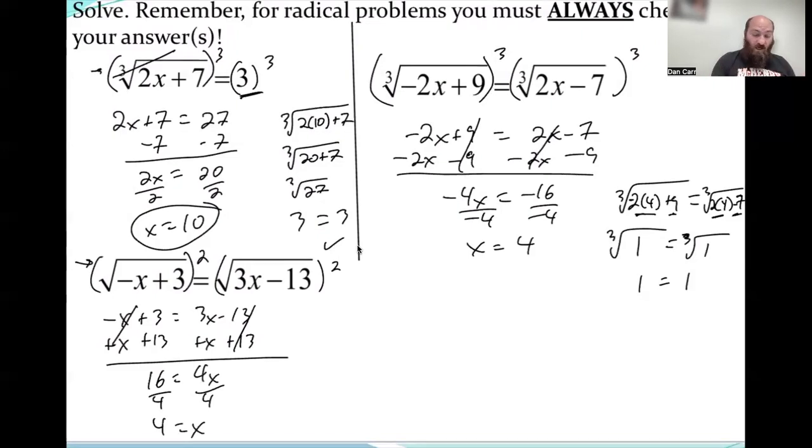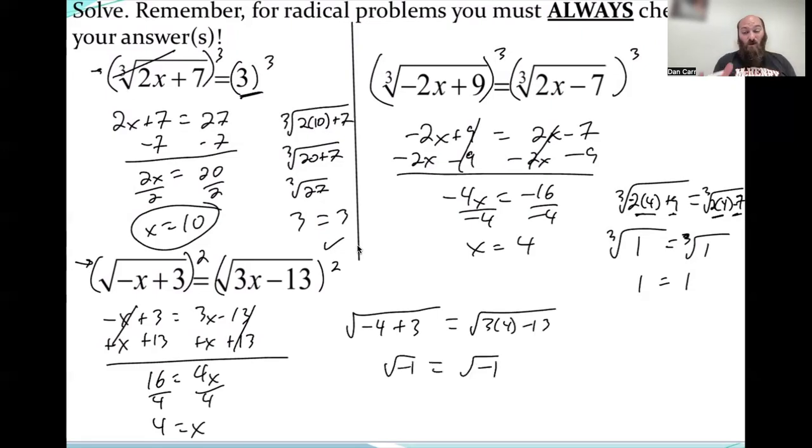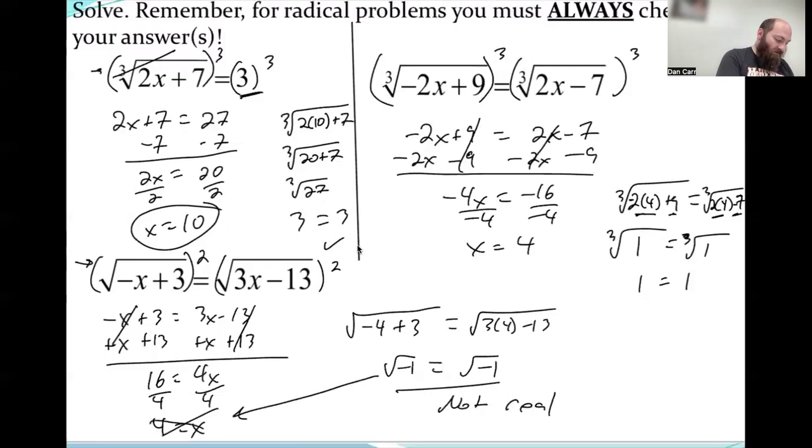But you do want to keep checking this because if I plug it in, we get negative 4 plus 3. Does that equal the square root of 3 times 4 minus 13? I get the square root of negative 1 equals the square root of negative 1, which is technically true. However, those are not real answers. Since I can't actually plug 4 back into the original equation without getting an impossibility there, that means I'm going to just cross that off because it's extraneous. So that one does not actually work in the real problem, so we just get rid of it.